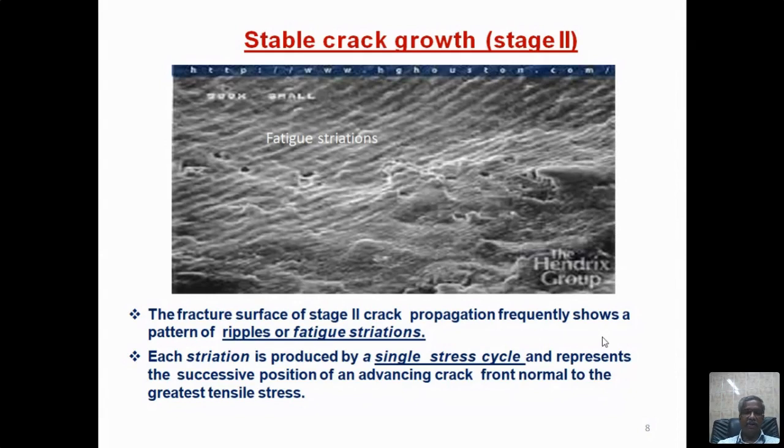You can even count the striations and tell how many cycles it has propagated, cycles per minute. You can find out the amount it has propagated in one cycle. People sometimes call these beach marks. Why are they called beach marks? If you go to the beach, if you are in Chennai you can go to Marina beach, or you don't even need to go to the beach, even the river sand, the river bed.